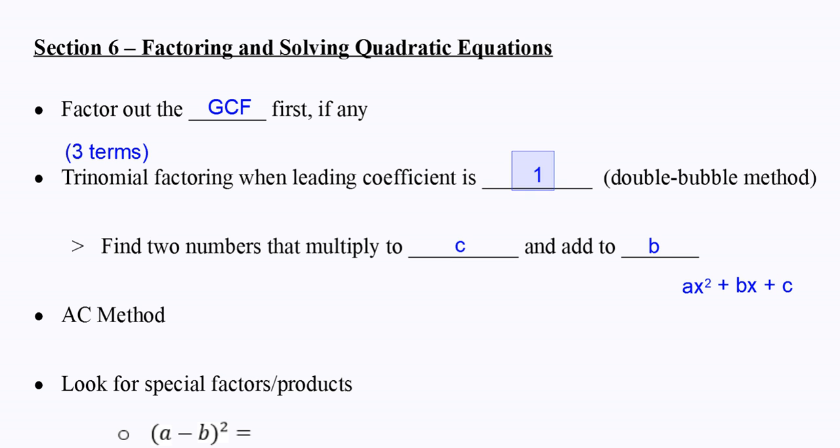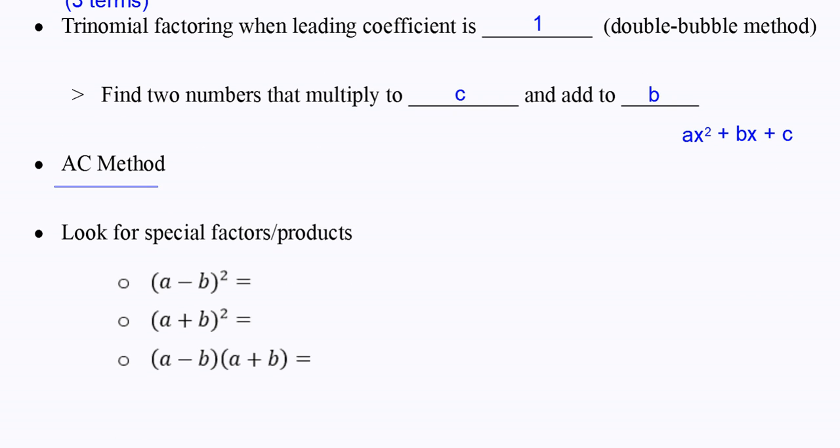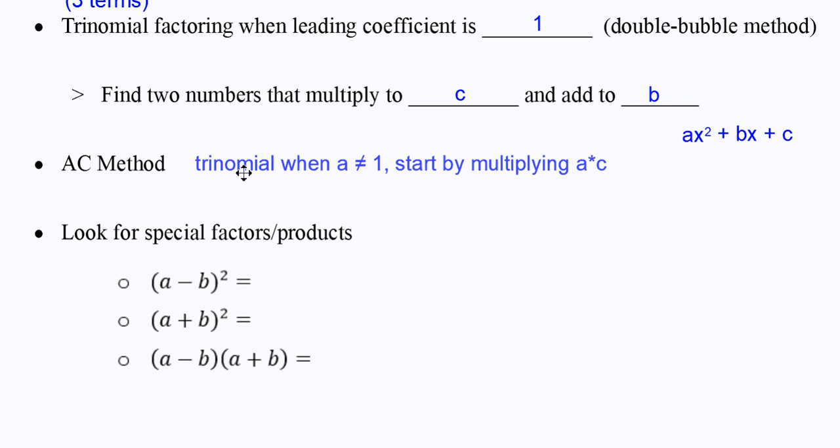Now, if it just so happens that I have a trinomial but that leading coefficient is not 1, that's when we bring up the AC method. Okay, so again, that's going to be a trinomial when a is not 1, that leading coefficient. And it's called the AC method because we're going to start by multiplying a times c. Okay, so these are sort of the list of types of factoring we want to run through.